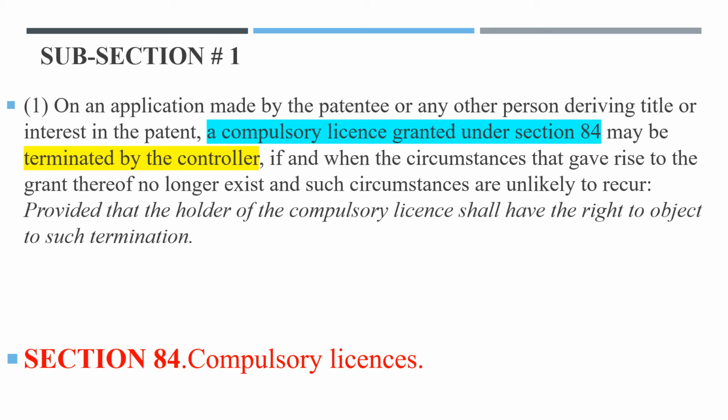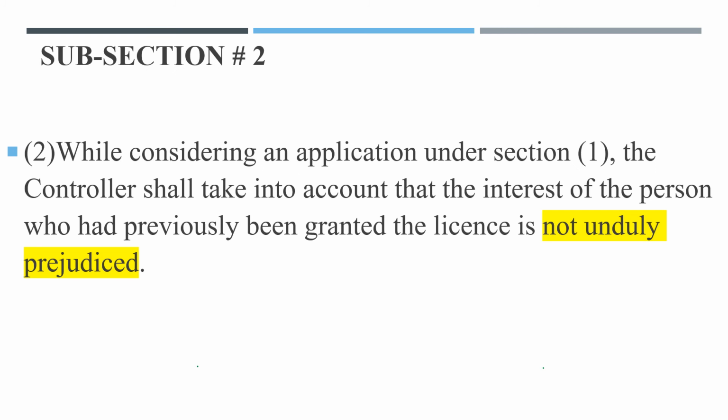Okay then. Subsection 2 says, while considering an application under subsection 1, the controller shall take into account that the interest of the person who had previously been granted the license is not unduly prejudiced. That means it is taken care that the interest of the person who had previously been granted the license is not unduly prejudiced, while considering the application under section 94 subsection 1.